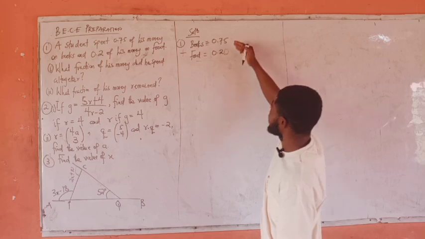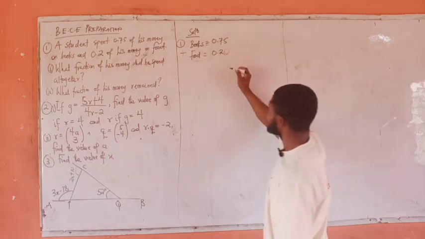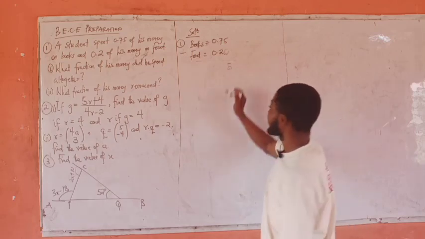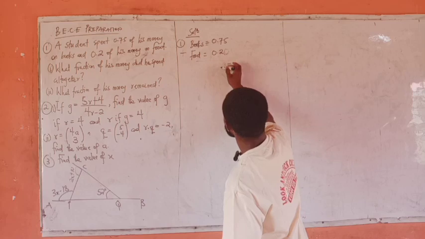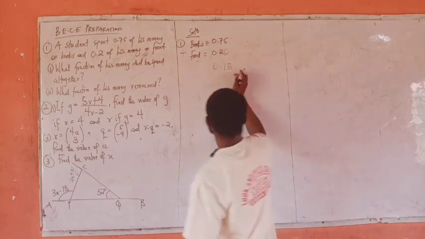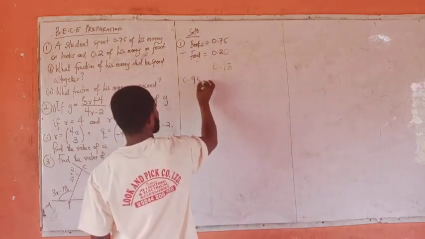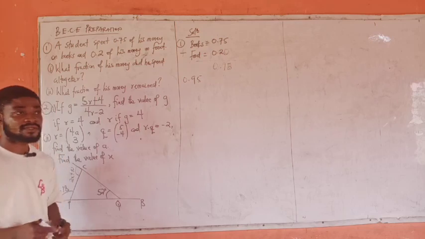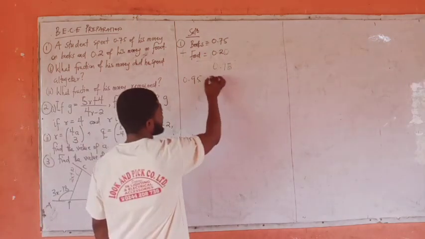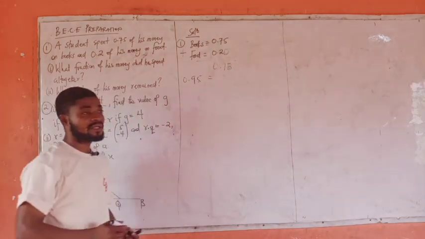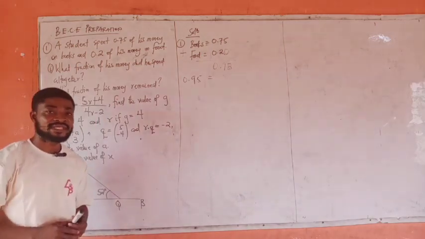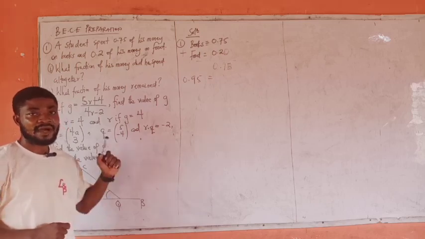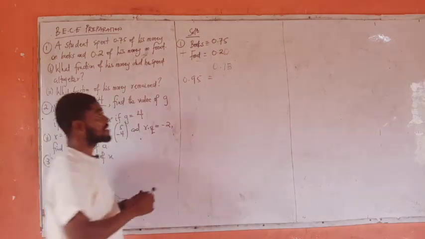From my summation, 5 plus 0 gives me 5, and then 7 plus 2 gives me 9. 0 plus 0, 0. So 0.95 is the decimal of the money spent altogether. In terms of fraction, there are two decimal places, so I just write the two significant figures, that is 9 and then 5, out of 100 because there are two decimal places.